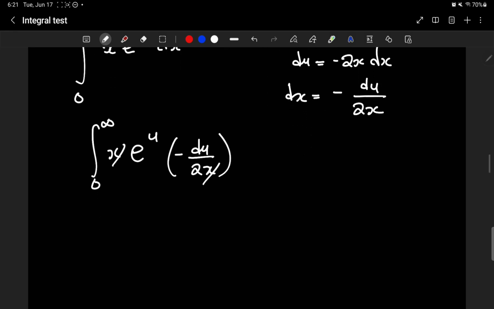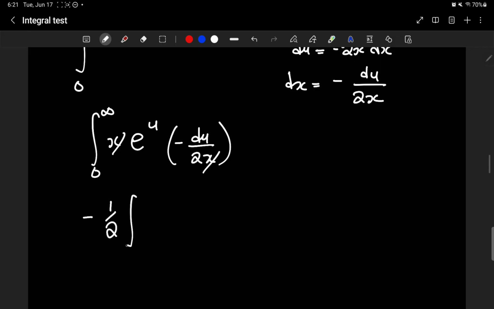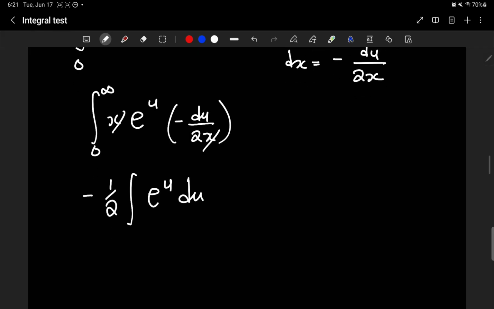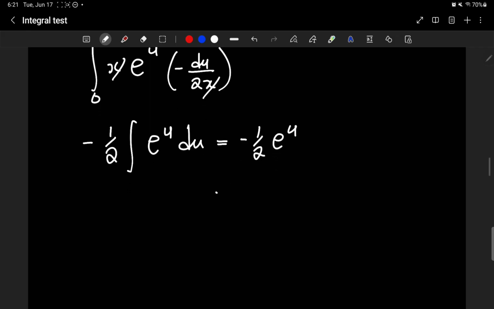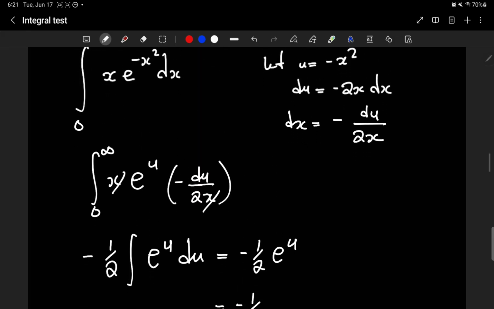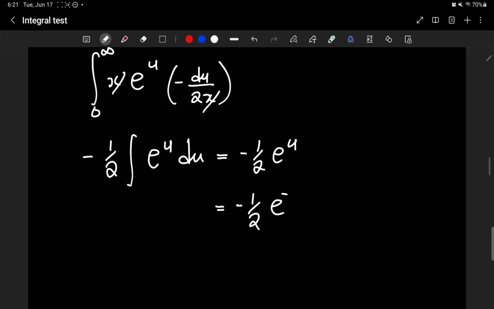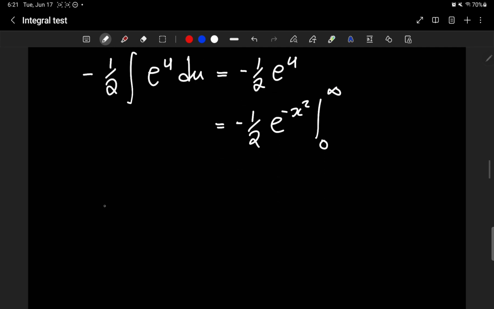This x and this x will cancel. The negative half will come outside, and I'll leave out the limits since I've changed the variable. So this is now just e to the u du. The integral of e to the u with respect to u will still be the same function. So I'll have minus 1 over 2 e to the u. I bring back my expression, my u. We said u was negative x squared. So you have e to the negative x squared. Now we bring our limits.